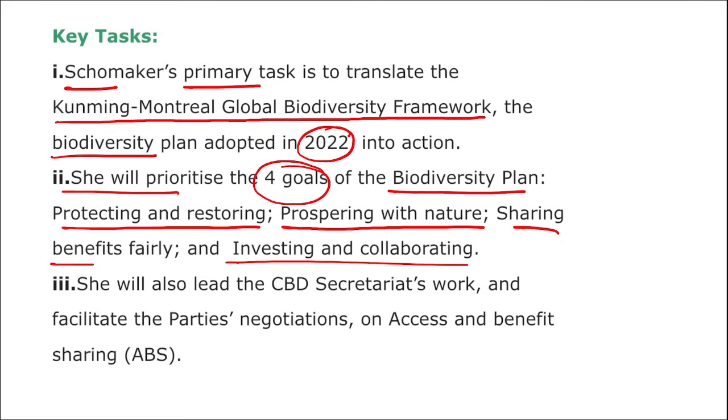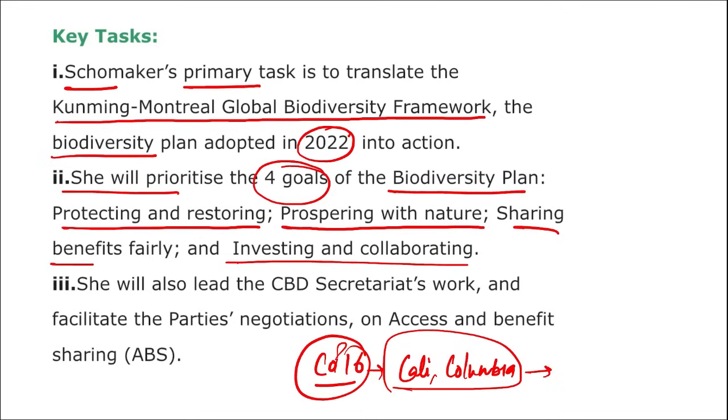Correct? And remember, Astrid Schoemaker is expected to assume her role ahead of the Conference of Parties 16 summit that is scheduled to take place in Cali, Colombia. The COP 16 summit will be held in Cali, Colombia, from 21st of October till 1st of November, right?